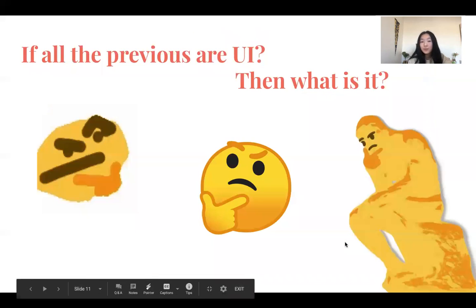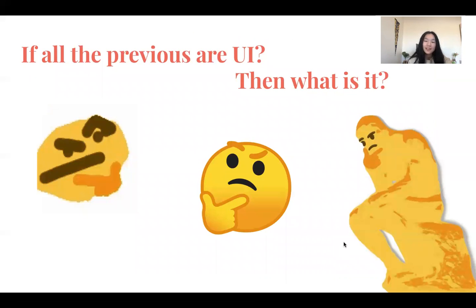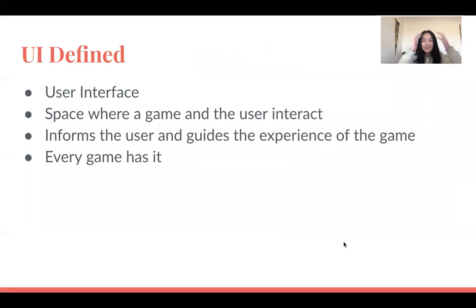So if all of the previous are UI, then what exactly is it? How do we define it? Defined, it's user interface. It's a space where a game and the user interact. Basically it informs the user and guides the experience of the game. Every game has UI because it's exactly how a player interacts with the game. If it doesn't have UI, the player can't interact and it's not a game. So every game has UI.